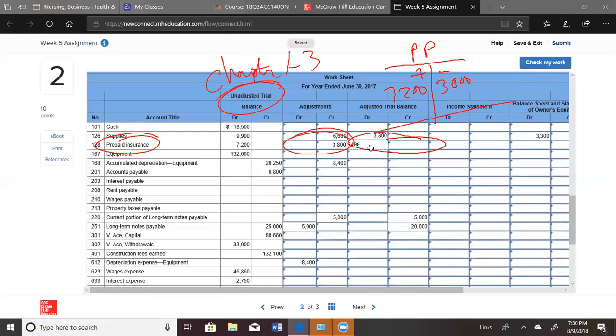And then these are basically the adjustments, like prepaid insurance, and whichever one's a debit and whichever one's a credit, it's going to go here or here. And then accumulated depreciation, that's going to be the equipment that's been used and all that stuff.